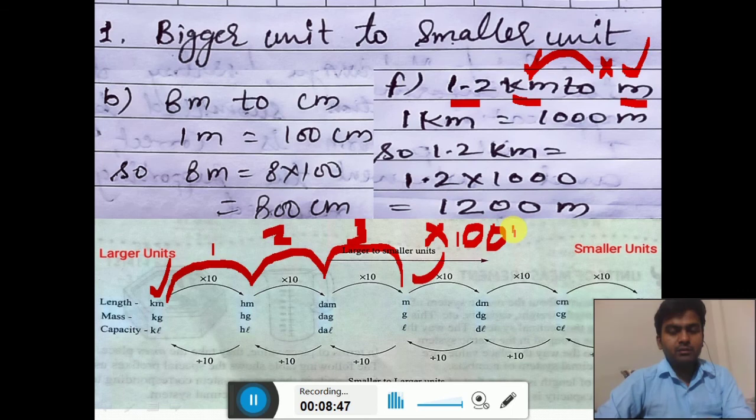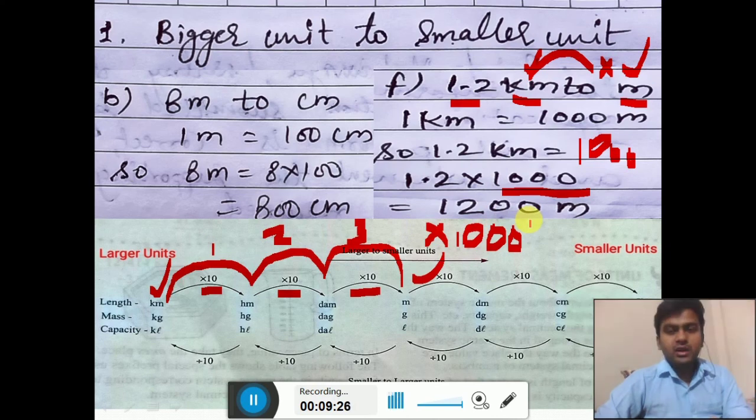3 times 10 means 10 into 10 into 10. Understood? 10 into 10 into 10 equals 1000. Or you just count the number of zeros. So how many jumps? 3. So 10, 20, 30. So multiply the number by 1000. When you multiply 1.2 by 1000, you will get 1200.